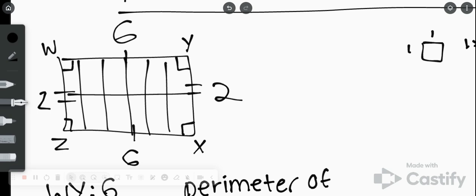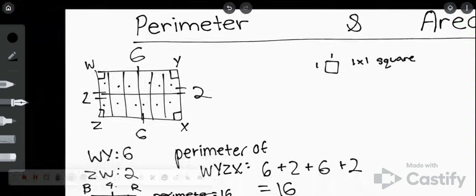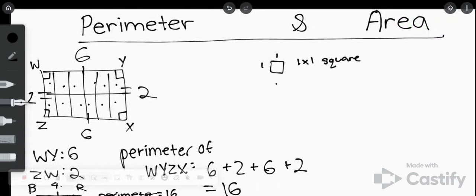So 1, 2, 3, 4, 5, 6, 7, 8, 9, 10, 11, 12. Now we can see that the area of W, Z, Y, and X is equal to 12.